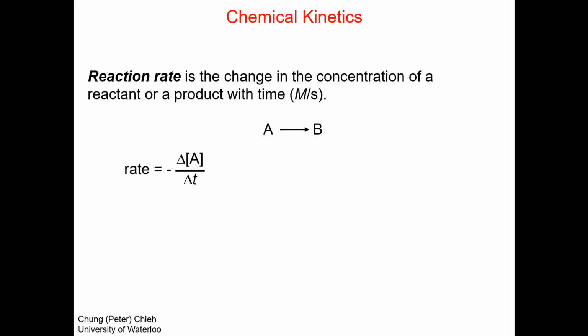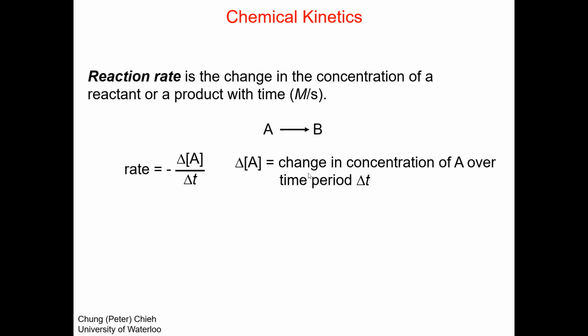So now look at it. If you want to measure the rate, you can measure the disappearance of A with time. Usually in the reaction, the concentration of A is decreasing with time. That is why we have this negative. While in the case of an increase in the concentration of the product with time, it is positive. So delta A is the change in concentration of A over a period of time. That is what this means.